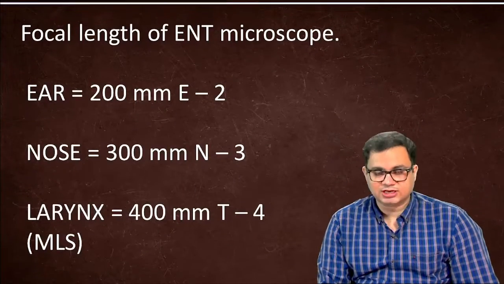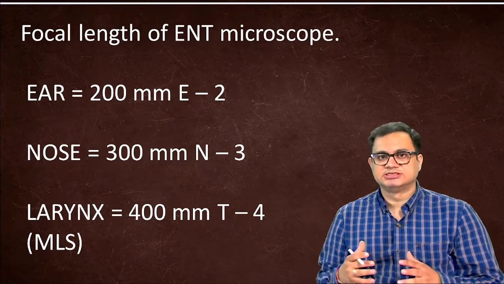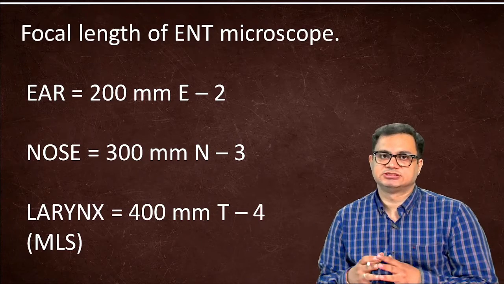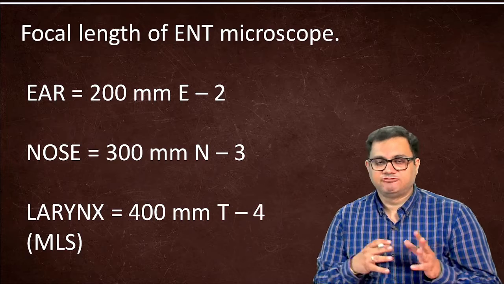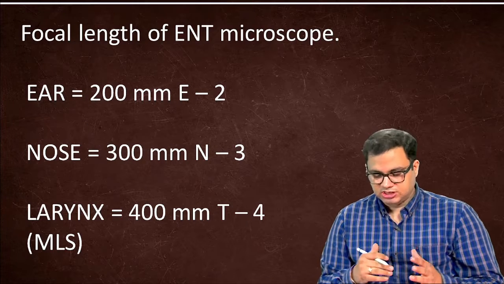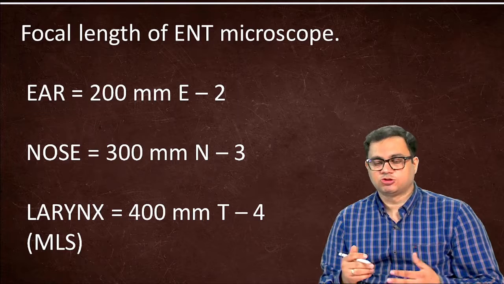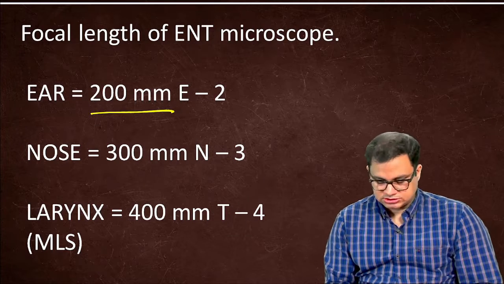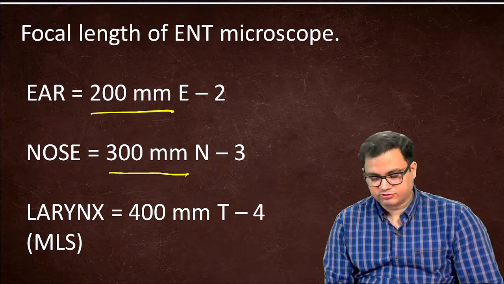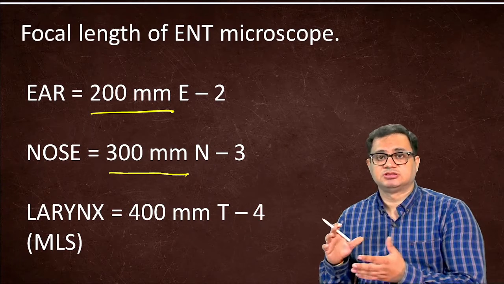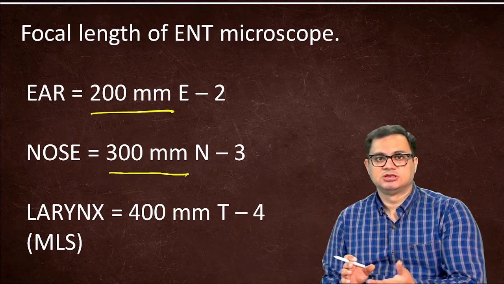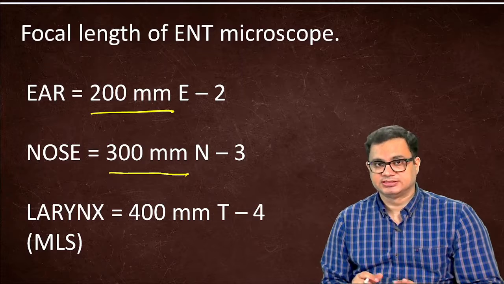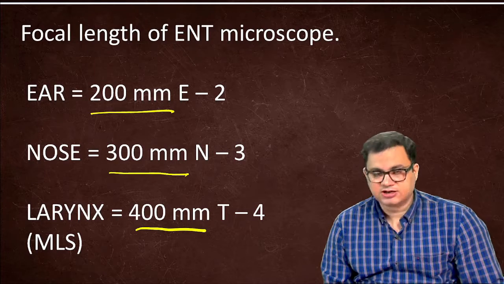Now what about the focal length when we are performing a surgery with a microscope? The focal length for various ENT surgeries is different. For example, if we are going for an ear surgery, we will be using a focal length of around 200 millimeter, and if we are doing anything in the nose, we will be going with a focal length of 300 millimeter. That is the distance between the lens and the patient, 300 millimeter. And if you are going for the larynx, it is maximum, 400 millimeter.